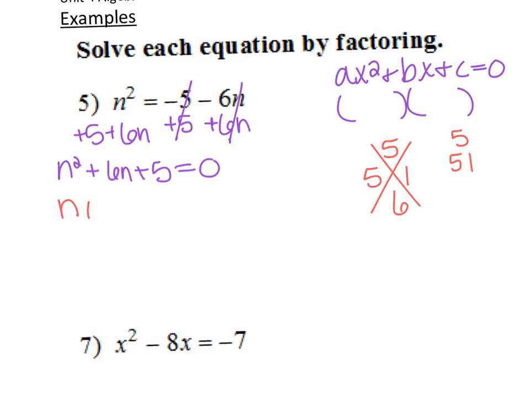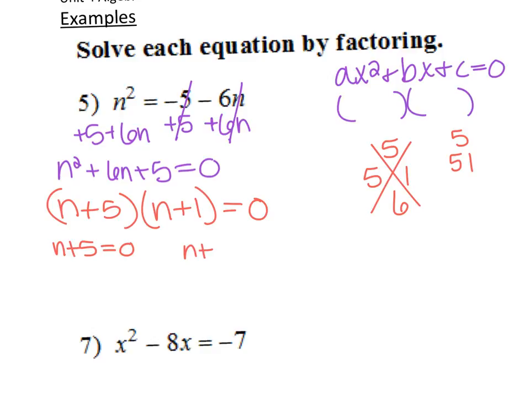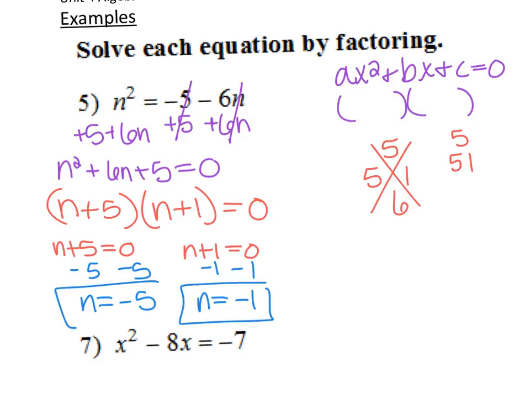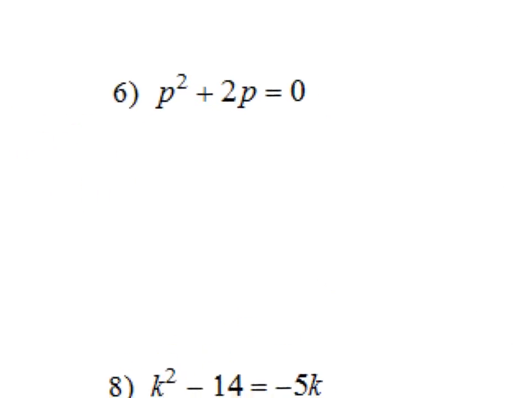So I'm going to get n plus 5 to be one factor and n plus 1 to be my other factor to equal 0. Now I have my two factors. So I have n plus 5 equals 0, and n plus 1 equals 0. Now just solve for n. I'm going to subtract 5 from each side on this, and I get n equals negative 5. Subtract 1 on each side for this, and I get n equals negative 1. And here are my two factors.